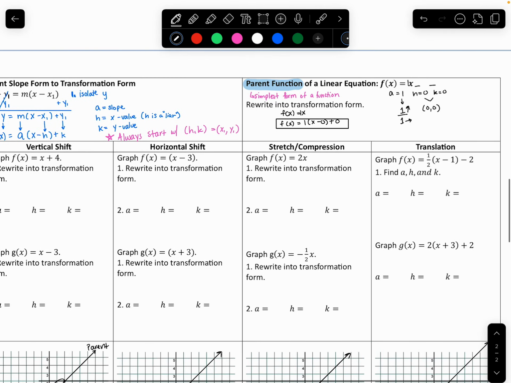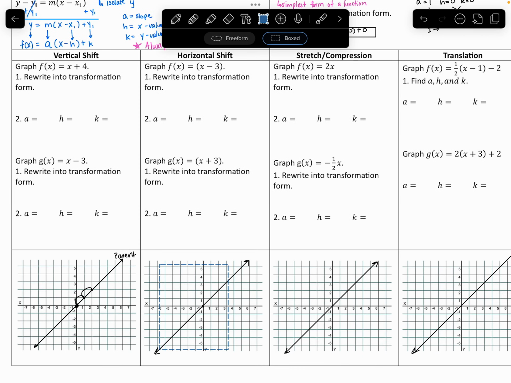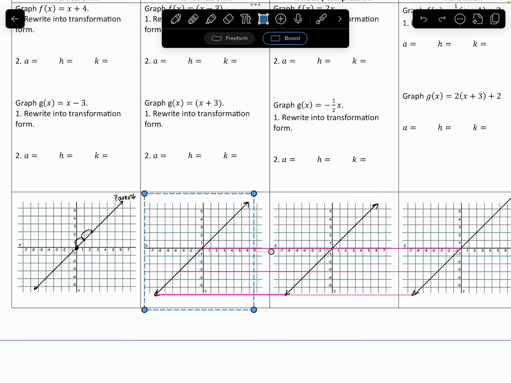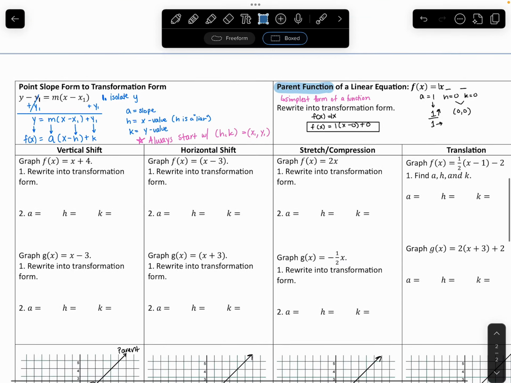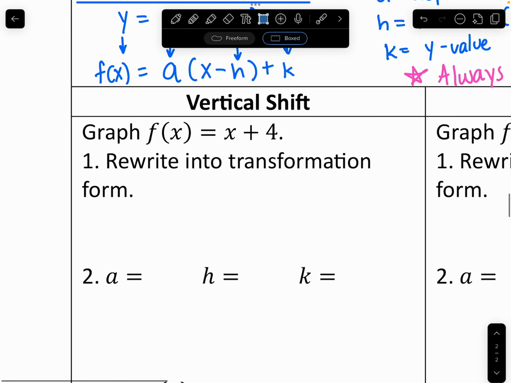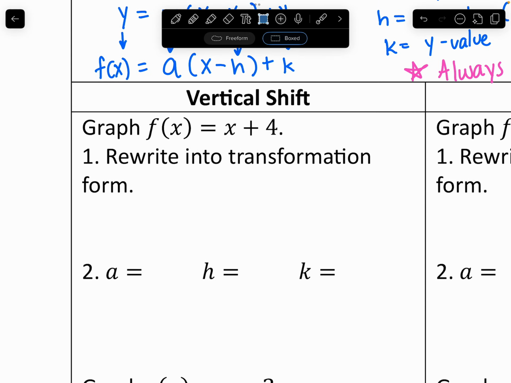Alright, so now you have your parent function. So the goal of this transformation form is we're actually moving this parent function. We're actually transforming it. So for example, here it would be transformed. The xy value is now different, right? So that's what it really means. So now let's look at this vertical shift. Graph f of x equals x plus 4, rewrite into transformation form.